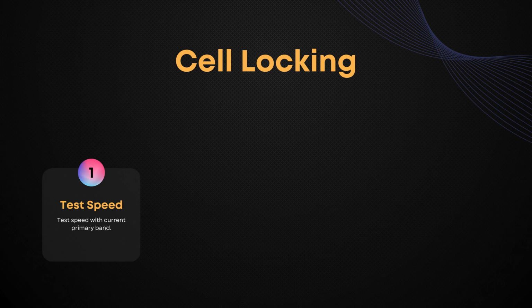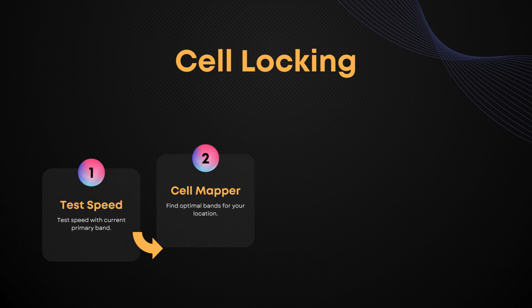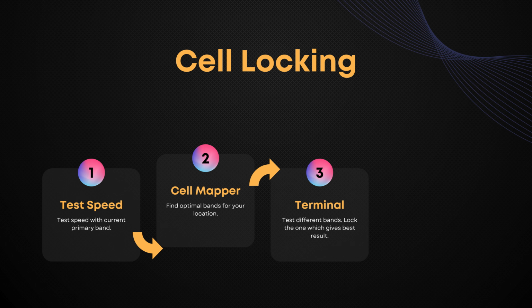Start by running a speed test on your current connection to see how your router performs with the default band and cell. Next, use a tool like Cellmapper to check whether the current band and serving base station are the most optimal for your location. Sometimes, even if the signal appears strong, another band or cell might deliver significantly better performance. Once you've identified a better candidate, you can lock your ATL5GR16 to that specific cell and frequency using the terminal commands.